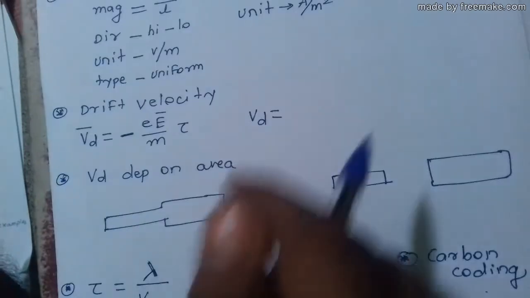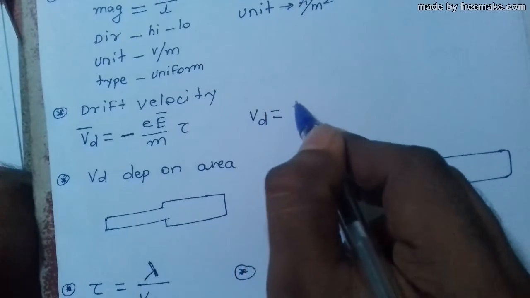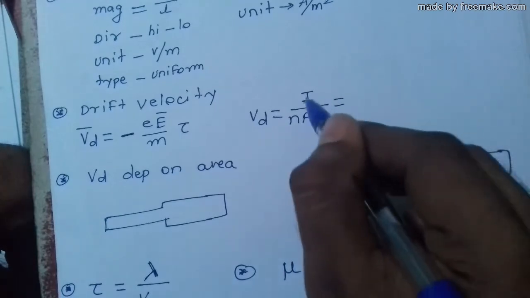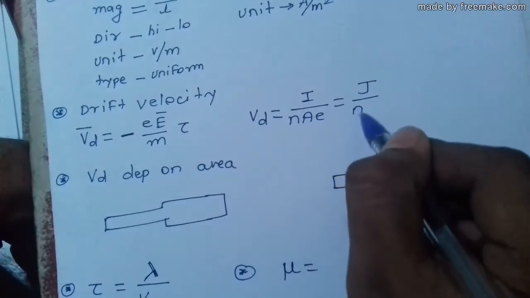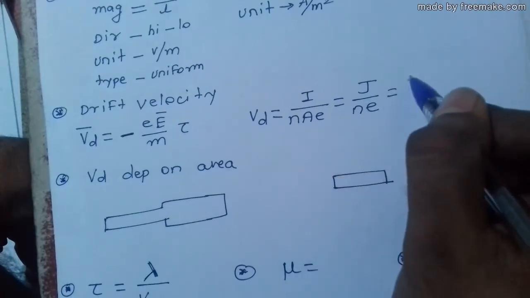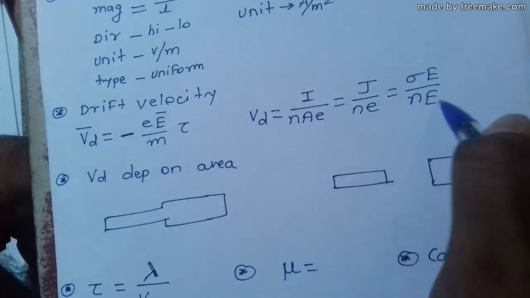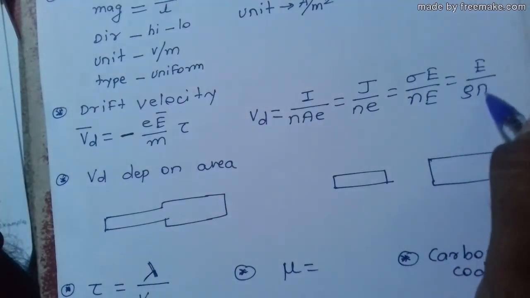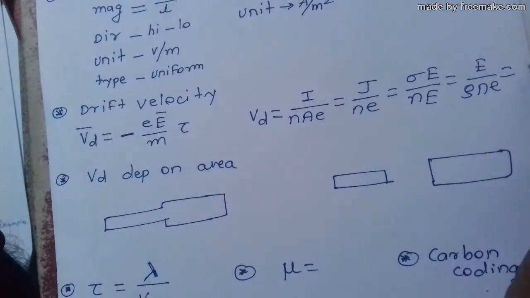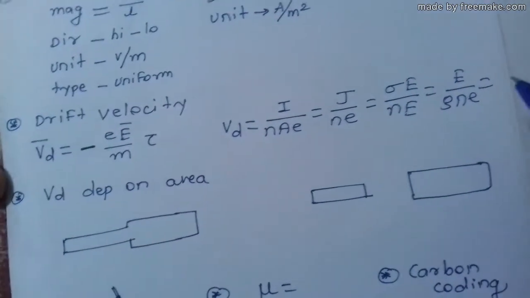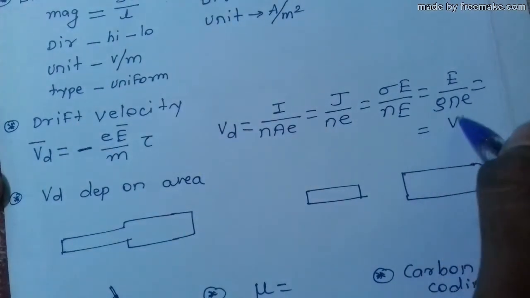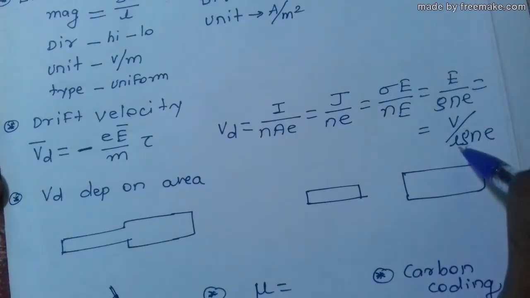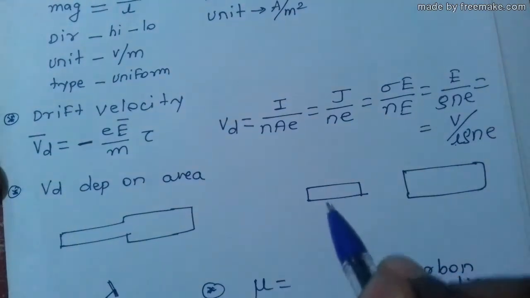Then drift velocity in different forms. First form is I upon N A E. Then second, I upon A is J upon NE. J can be written as sigma E upon NE. Sigma can be written as E upon rho NE. And electric field can be written as V upon L, so it is V upon rho L N E.